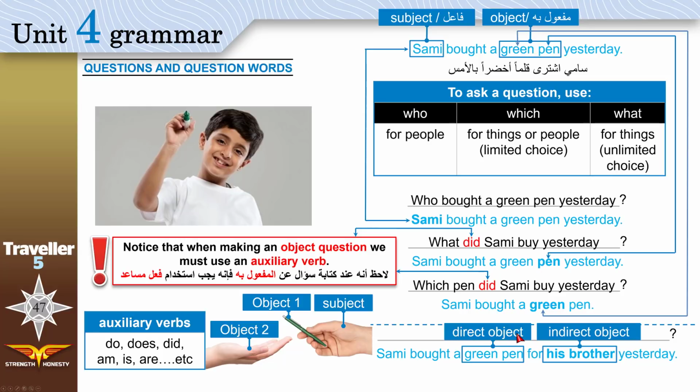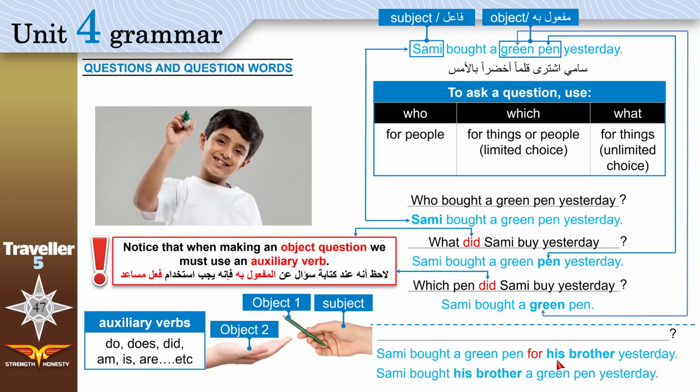If you start with the direct object, you need to use for or to between the direct object and the indirect object. You can say, I gave my pen to my brother, right? You need to or for. You can also say, Sammy bought his brother a green pen yesterday. I don't see for or to. What happened? Well, you can use the indirect object before the direct object, switch between them. If you do that, you don't use for or to. Well, his brother is still object number two. Look, this is subject, object, object two. So this is still object two, but you write it first. If you do that, you don't use for or to. Do you get it?